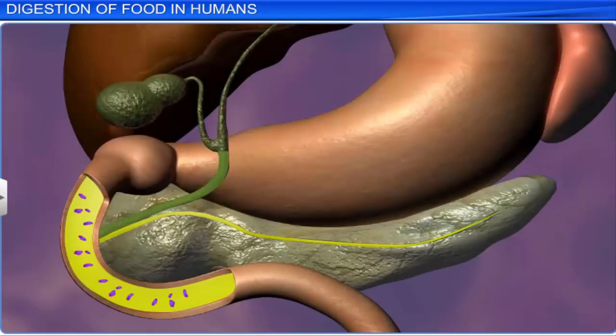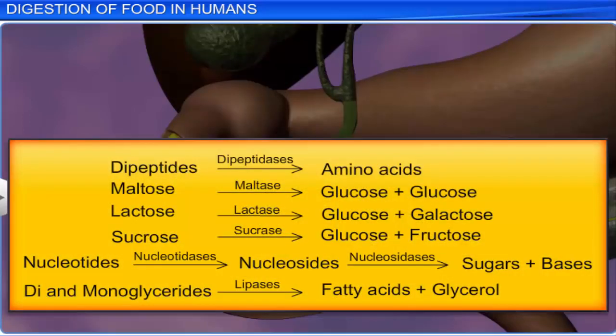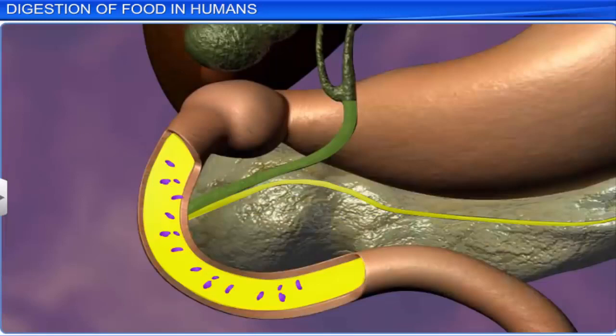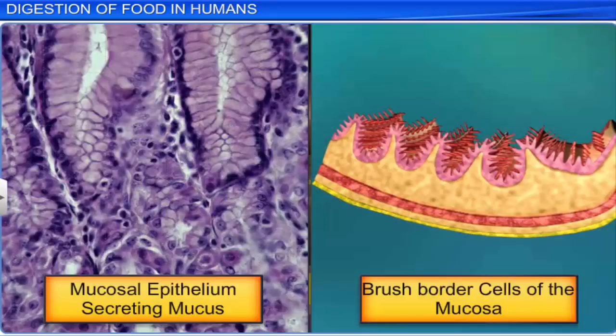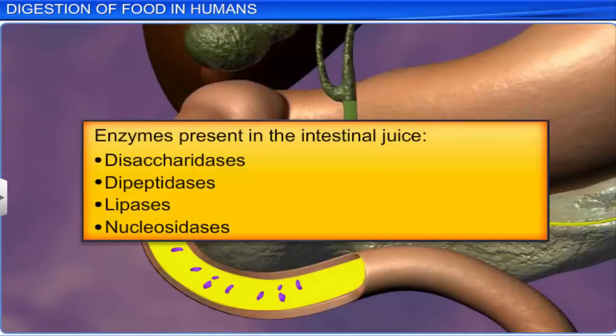In the final steps of digestion, the end products synthesized by the action of bile and pancreatic juice are further converted into absorbable molecules by intestinal juice or succus entericus that's secreted by the walls of the intestine. This juice consists of mucus secreted by the goblet cells in the small intestine's mucosal epithelium and secretions of the brush border cells of the mucosa, and contains several enzymes such as disaccharidases, dipeptidases, lipases, and nucleosidases.